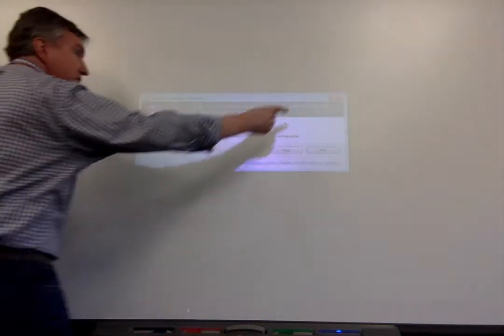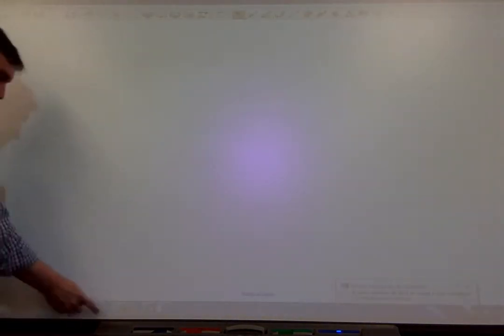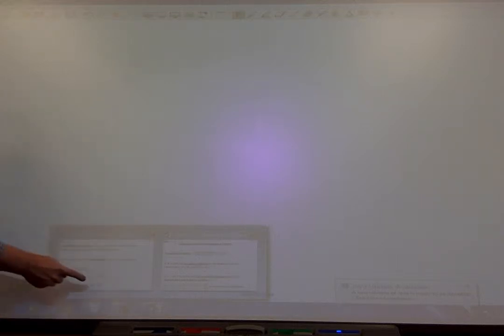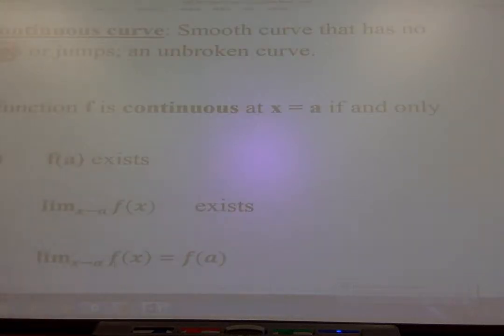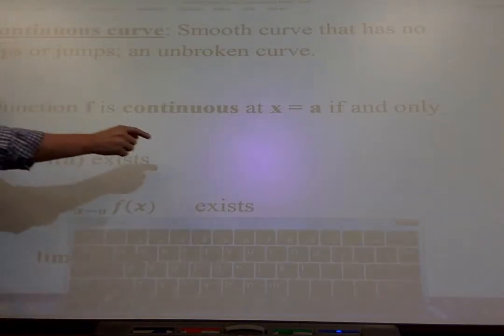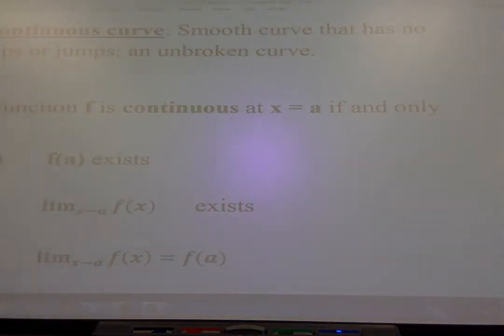Go back to page 127. Hopefully, if you haven't tried up through 37 yet, do that tonight and tomorrow night. But I need to finish this section with a real important definition of a term called continuity. Let's define continuity. Let's define a continuous curve. A smooth curve that has no gaps or jumps, an unbroken curve. That's very clear.